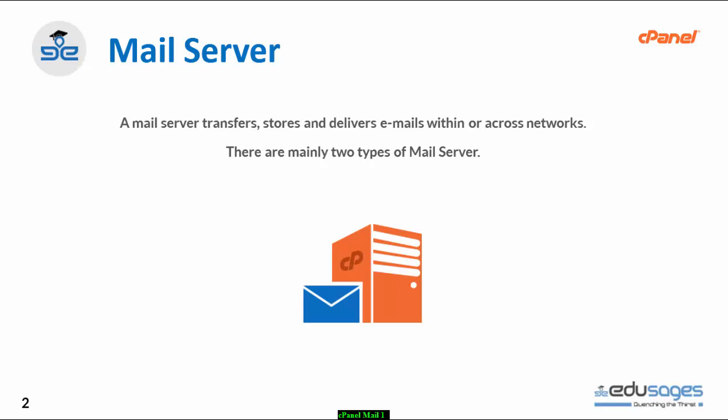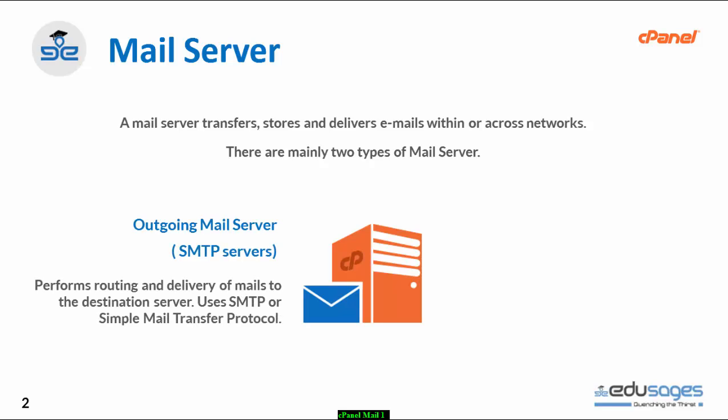There are basically two types of mail servers. One is outgoing mail servers or SMTP servers. Outgoing mail servers perform routing and delivery of emails to the destination server. That is, it literally pushes the emails out of a server and it uses SMTP, or Simple Mail Transfer Protocol.